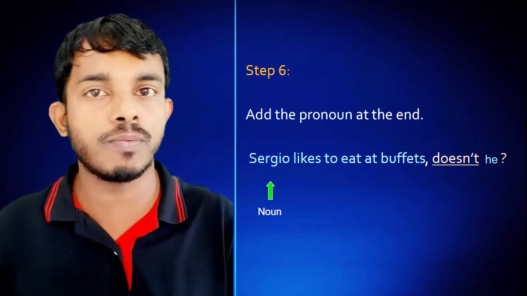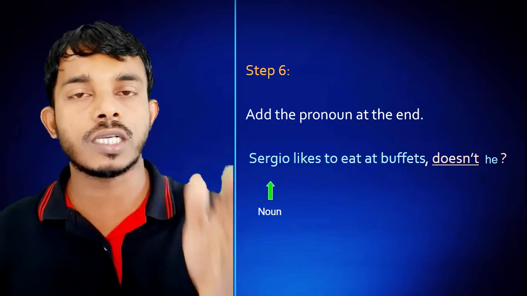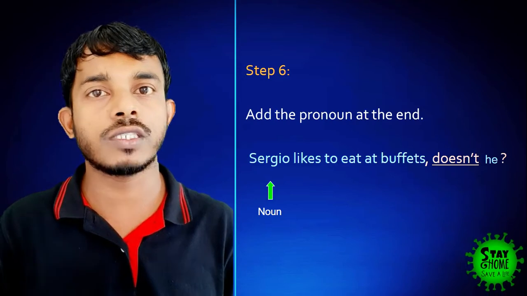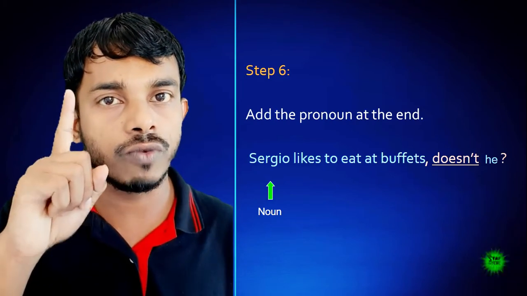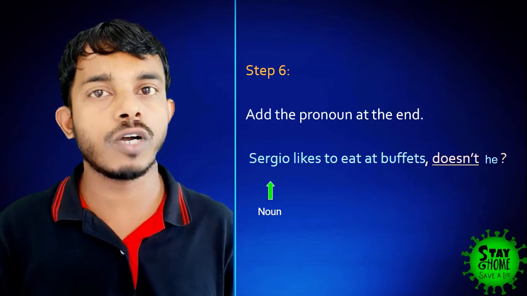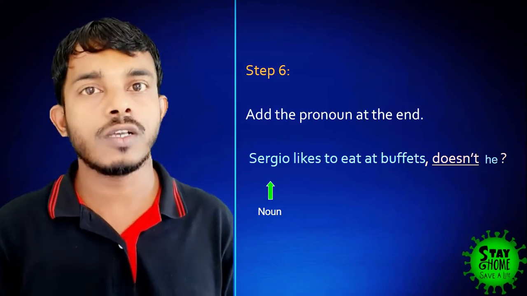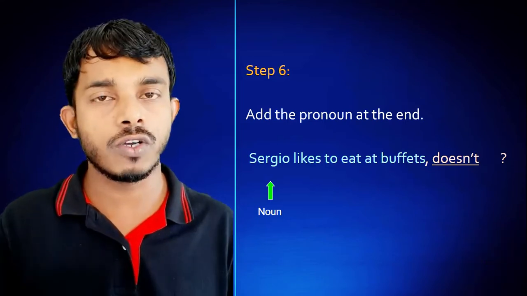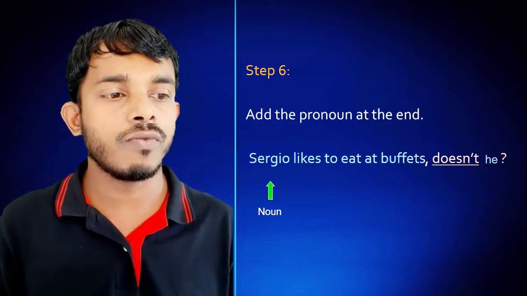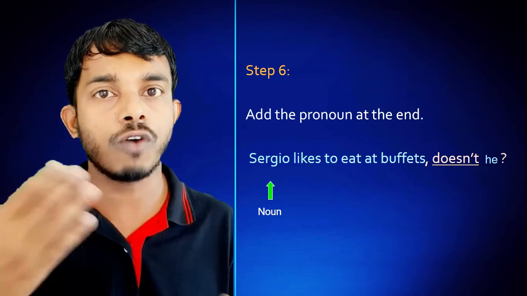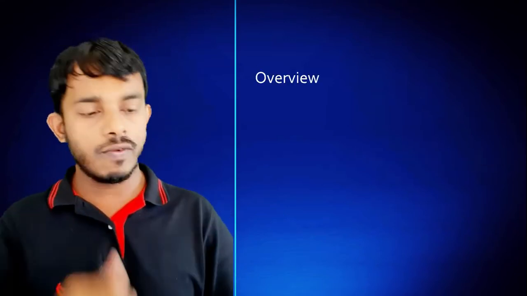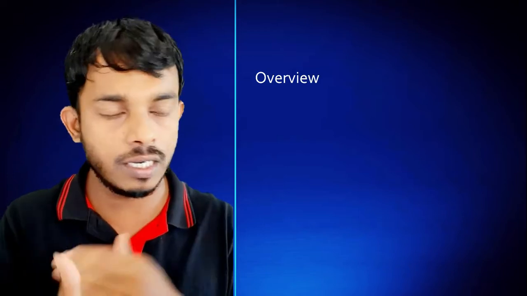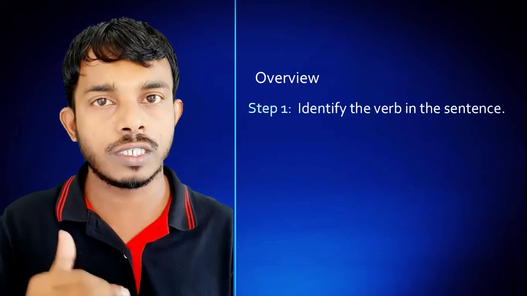Then we added the pronoun. Here the subject noun is Sergio. Sergio is a single person, one person. That is why we call him he. That is the pronoun for him. Doesn't he? So the answer is complete. We understood how to form a question tag for a simple sentence. Now I will tell you one by one what we said. Now the overview of the step by step.